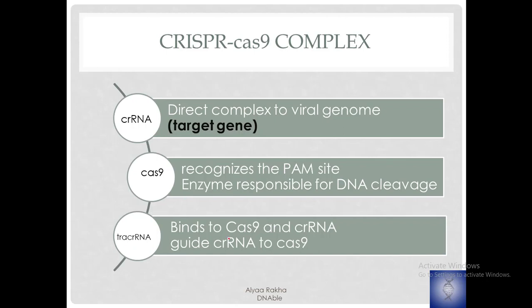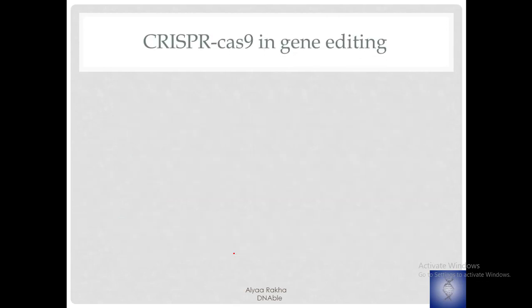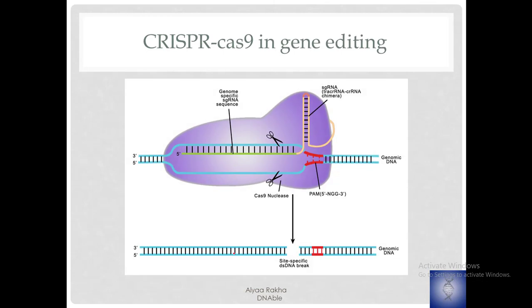Tracer RNA binds to the Cas9 enzyme and the CRISPR RNA, so it guides the CRISPR RNA to the Cas9 enzyme. CRISPR RNA and tracer RNA are called single guide RNA. CRISPR-Cas9 in gene editing: same complex.